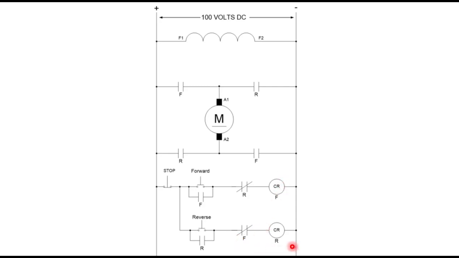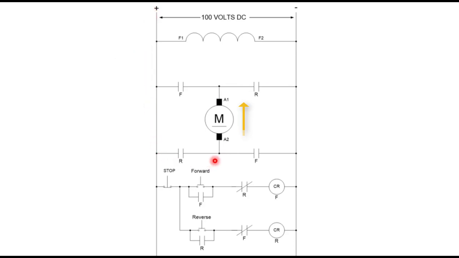Now if I want to go the opposite direction, reverse, I'll hit the reverse button, and it seals in, opens this up so that F can't close. And now the current can't go this way, but it can go this way. And the current flows from A2 to A1 in my loop.